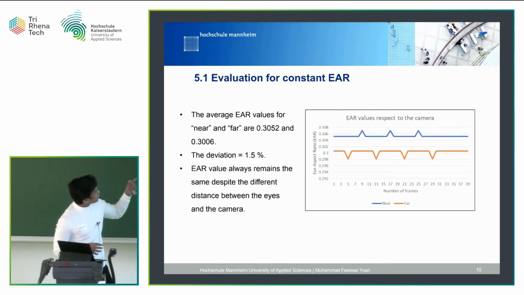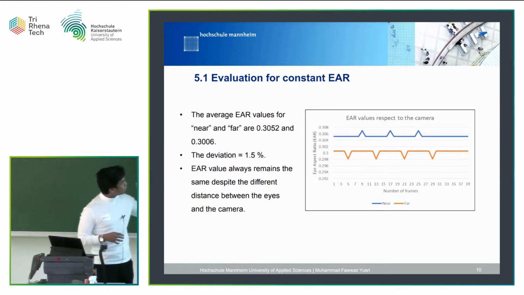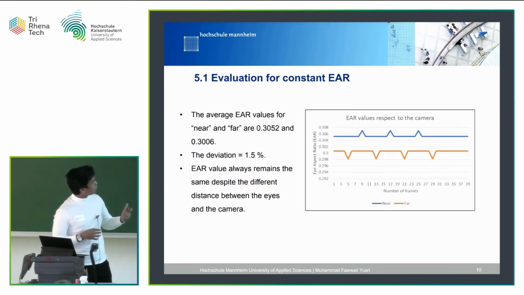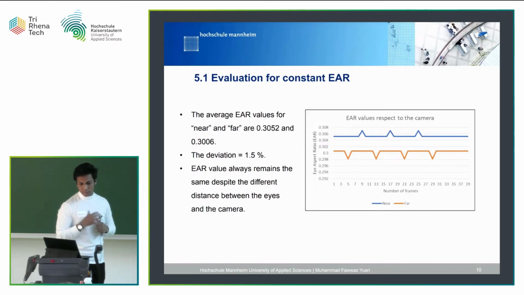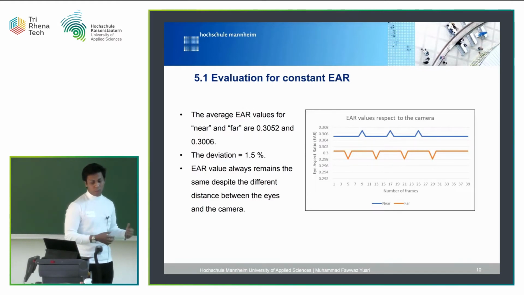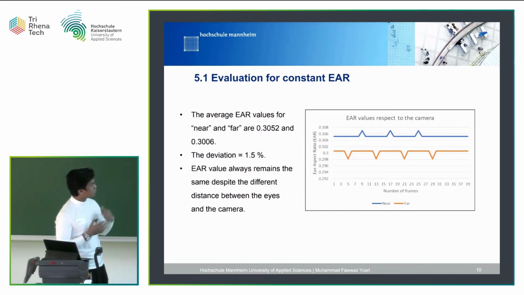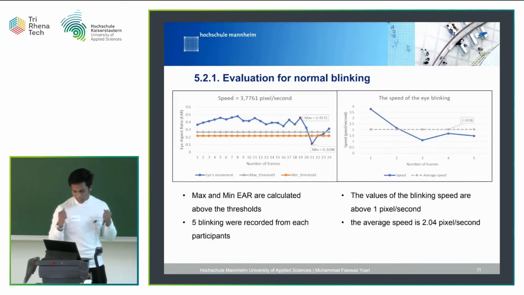And this is the second approach, where we use the eye aspect ratio. For the near image, it is 0.31, and for the far image it is 0.3, so the deviation is only 1.5%. This proves that the eye aspect ratio value is reliable and we can use it in this experiment.